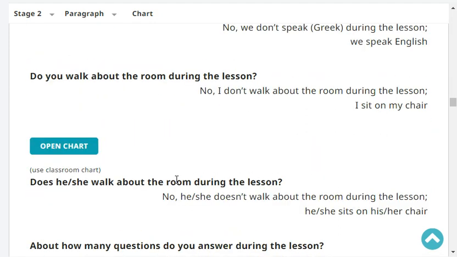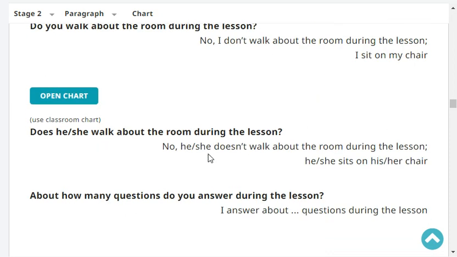Very good. Does she walk about the room during the lesson? No, she doesn't walk about the room during the lesson. She sits on her chair.